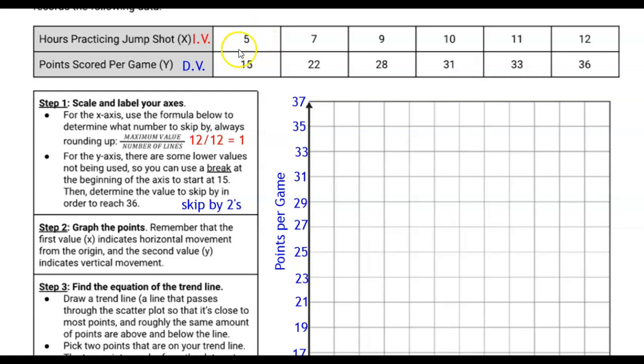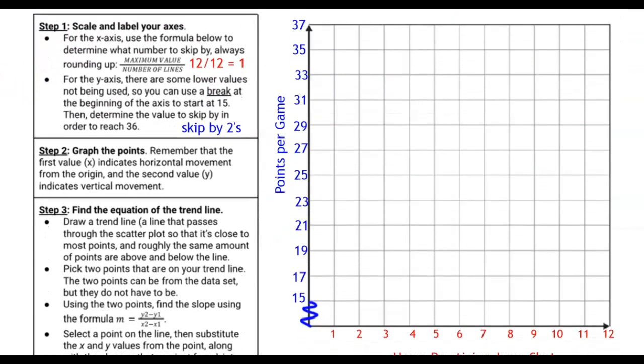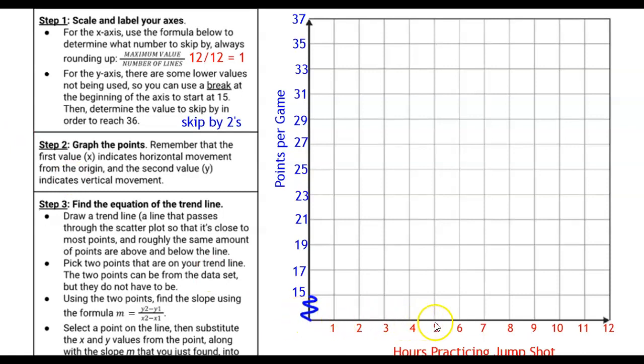Graphing the points is very straightforward. This is the x and this is the y, 5, 15, right? So I'm looking here, I'm going 5 on the x-axis, and then 15 on the y-axis. This is the point that I'm looking at. All right, I'm going to throw up all these points here. If you'd like, pause the video and try to graph them yourself, and then see if your graph looks like mine.